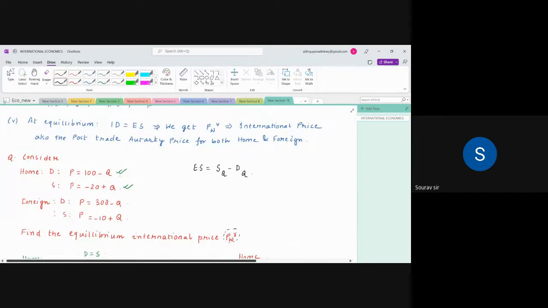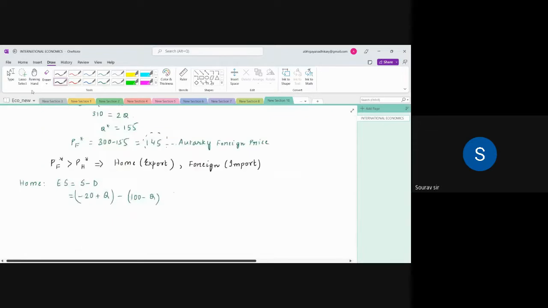So if you just look at this expression, from here we can write the demand curve as 100 minus P and the supply curve as Q equals 20 plus P, right? So the excess supply curve will now directly become 20 plus P minus (100 minus P), correct? This way we can directly find the price. So this will become 2P minus 80.